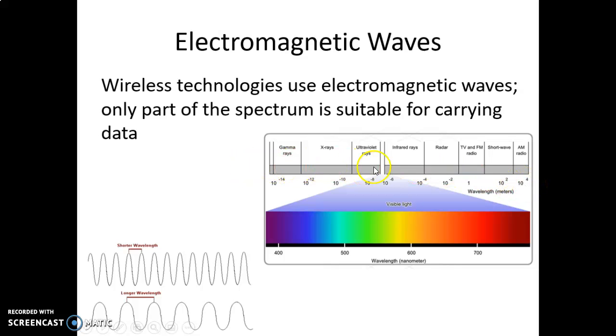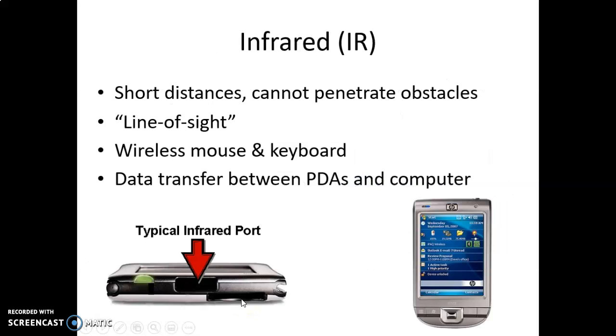Now, the reason why we're mentioning the characteristics of the waves is because it affects its properties. Can those waves go through solid objects? Can they go around a mountain? How far can they travel? Well, that's all determined by these wave characteristics like wavelength.